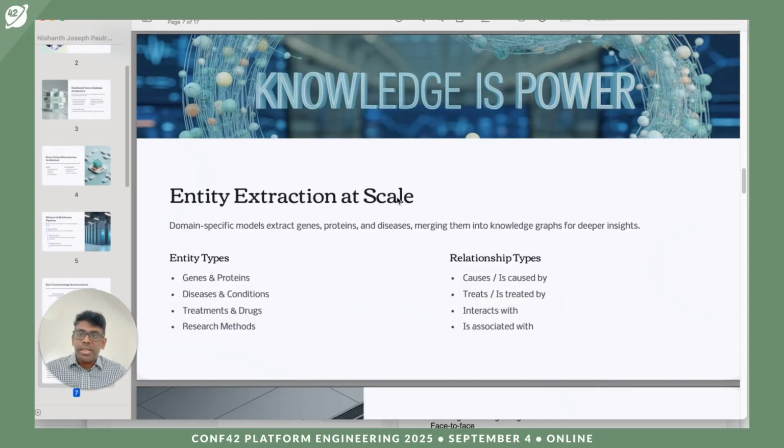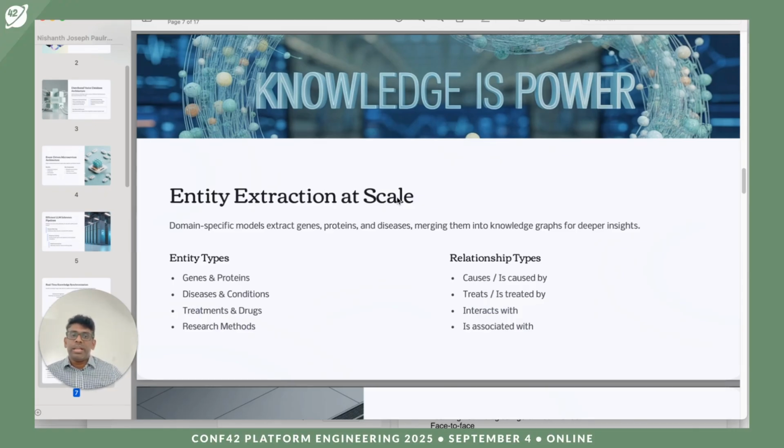Entity extraction at scale. We are going to implement domain-specific models to extract genes, proteins. Here I'm talking about models specific to bioinformatics or biomedical. Domain-specific models extract genes, proteins, and diseases, merging them into knowledge graphs for deeper insights. Entity types such as genes and proteins may have relationships like causes and caused by. Those entity types and relationship types are stored at scale.